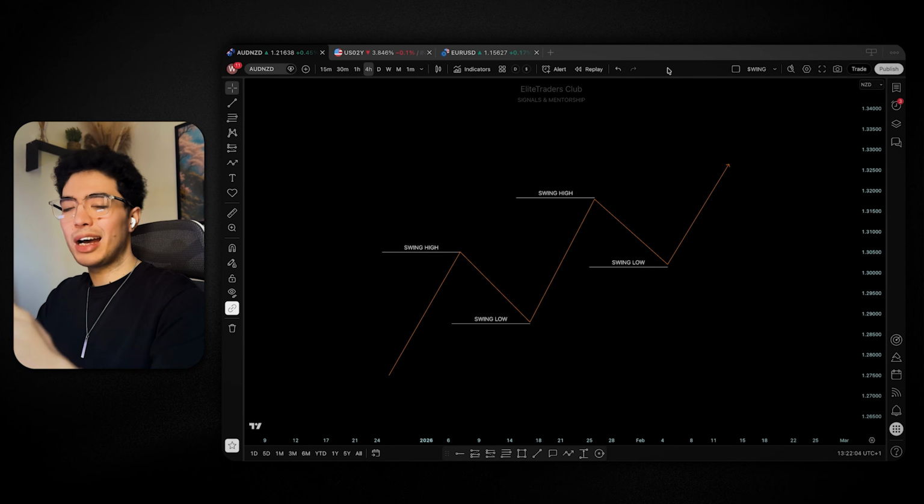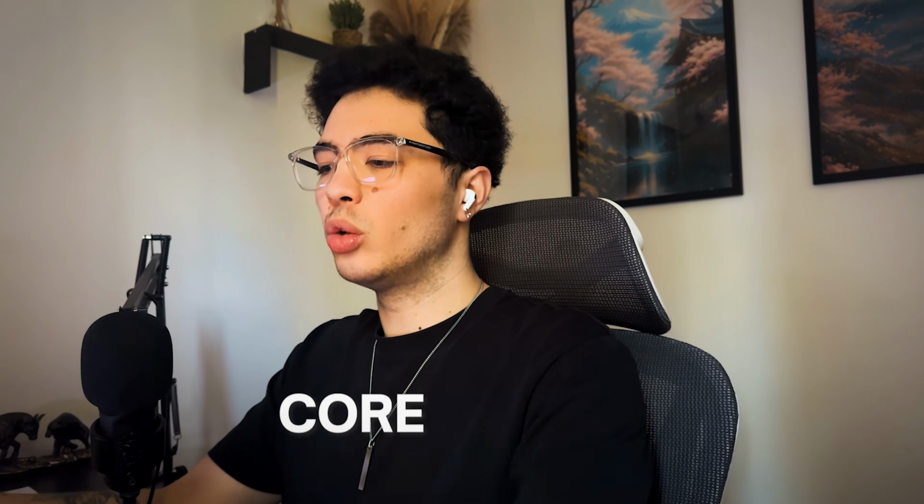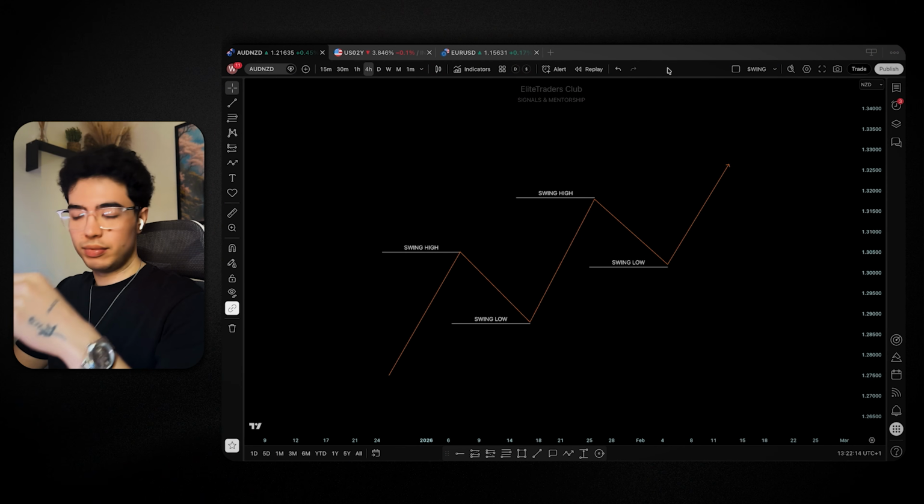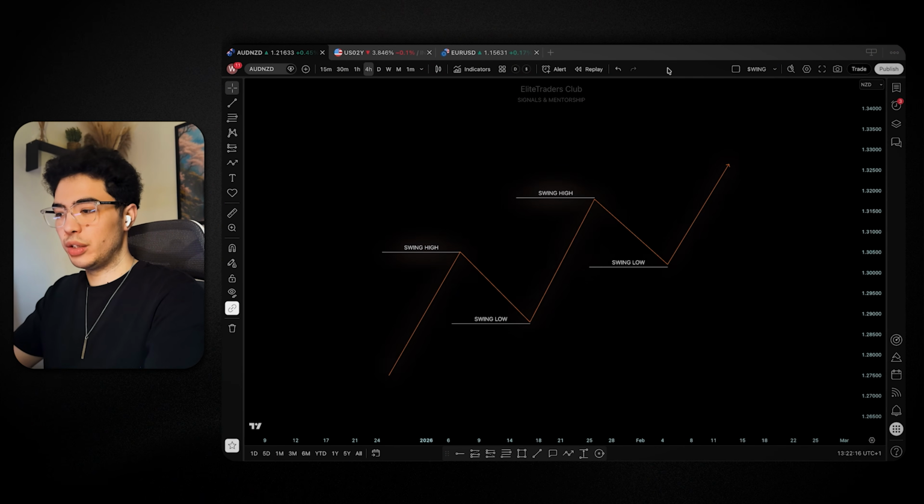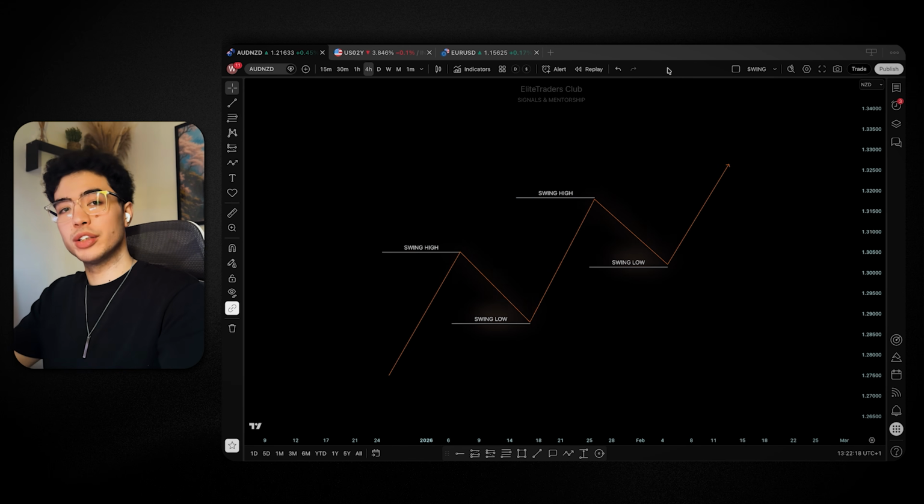This is probably how you were taught to identify swing highs and swing lows. It's a very generic example. Now, the core concept behind this is fine. This is technically showing you swing highs and swing lows, but this is a very simplified version. The markets are not this smooth, they're not this simple, and they're not this easy.